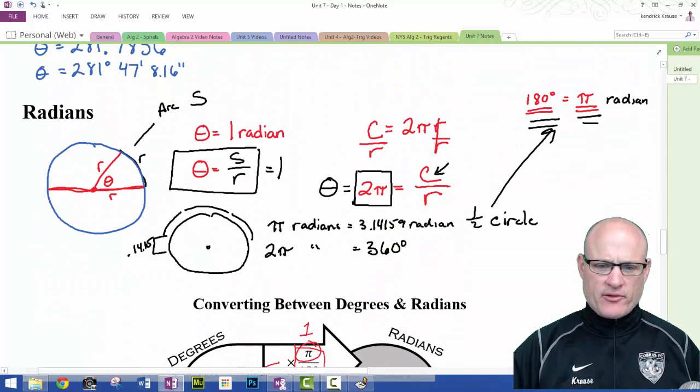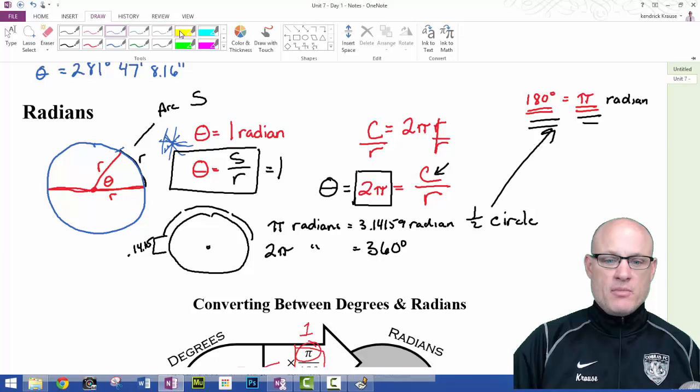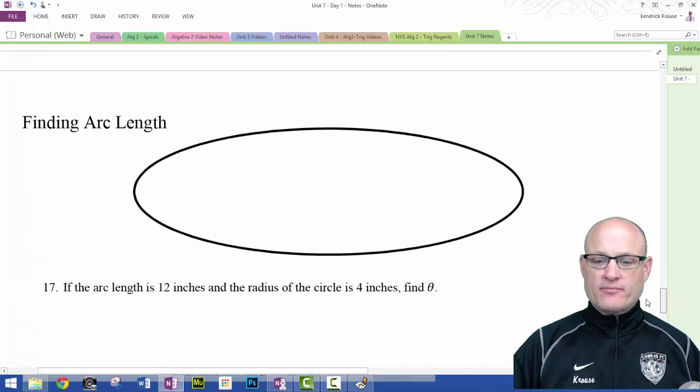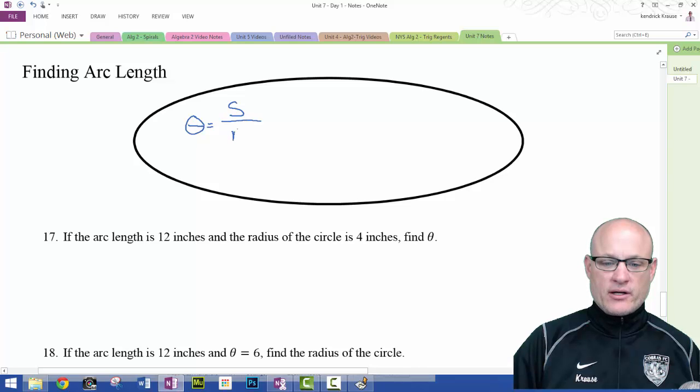Let me go back up here to this formula right here. I'm going to do it in yellow, mellow yellow. We're going to use that formula right there. That theta is equal to, when we're working with radians, now this only works with radians, the arc length, S, divided by the radius, R. We're going to use that over here to find arc lengths. So the formula I had over there was theta is equal to the arc length S divided by the radius R.